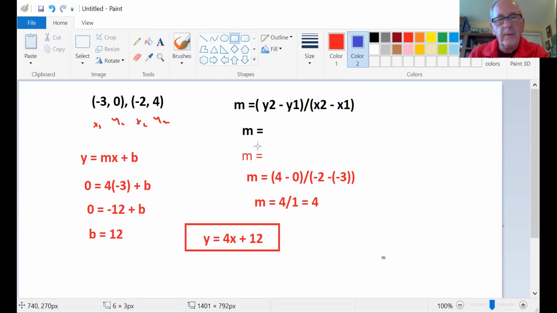Questions on that? You had to do 2 steps. You had to figure out what the slope is. Then you had to go ahead and put one of those points into this equation, solve for b, and then go back and write the whole equation. That's what I was asking you to do. Okay. Questions on that? But that's how you do these. It's just a couple little steps you got to go through.